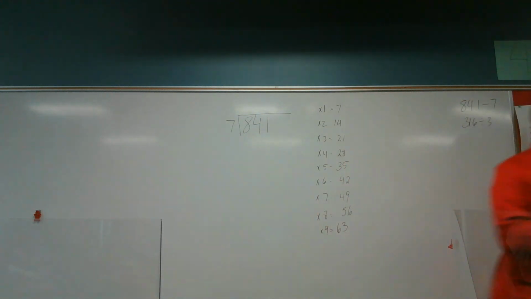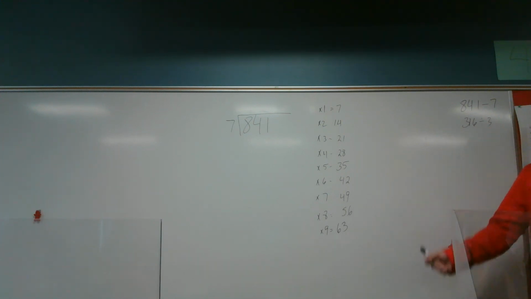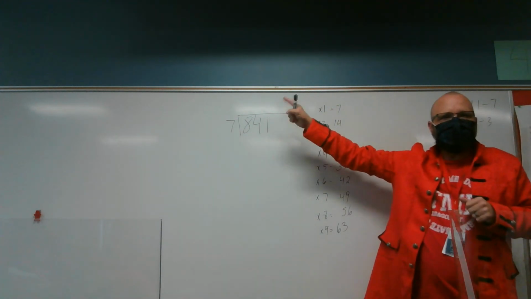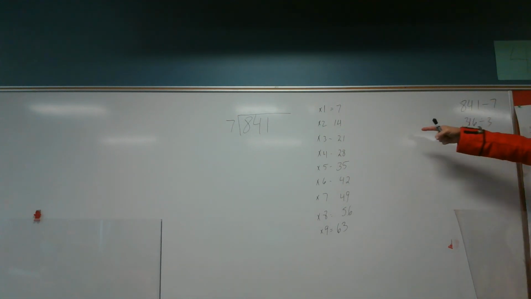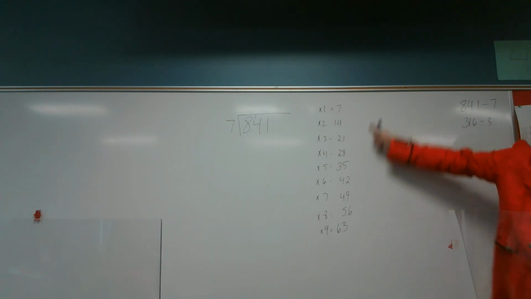I don't have to go any further than 9 because I'm only putting one digit at a time up on the top. So I don't have to go 7 times 10 and 7 times 11 because I'm only putting one digit at a time up here. So I only need to know my one digit multiples.